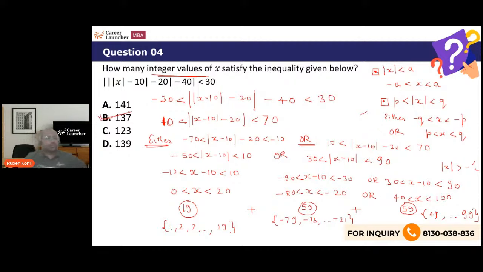Right? So inequalities involving modulus can also be asked, and this question illustrates all the different concepts around inequalities on modulus.